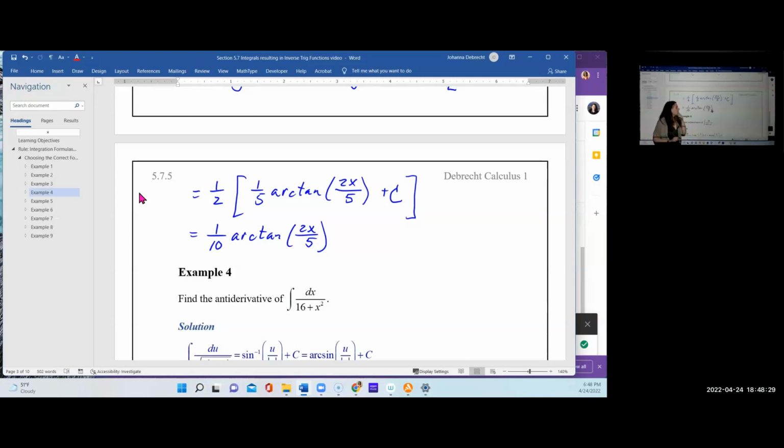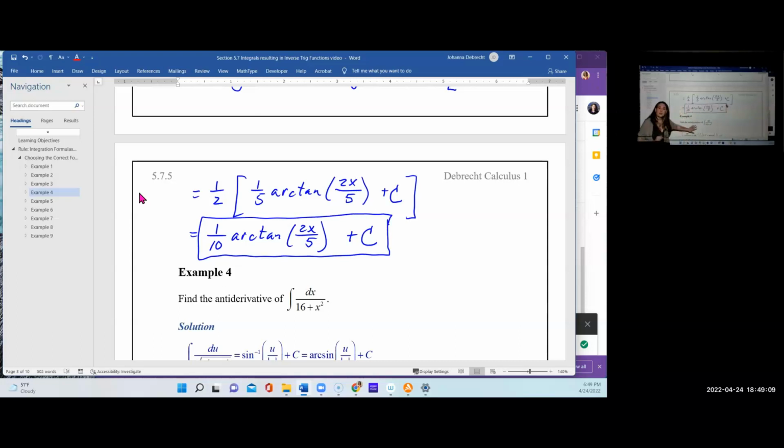Now let's talk a minute about what happens when I distribute the 1/2 over the c. I get 1/2 c. But c is an unknown constant of any value, and half of a constant is still a constant. So we roll the 1/2 into the constant, and we still call it plus c. Is it the original c? No, it's half of the original c, but it's still a constant. So we roll in the 1/2 and just call it plus c. This is as simple as this antiderivative function gets.